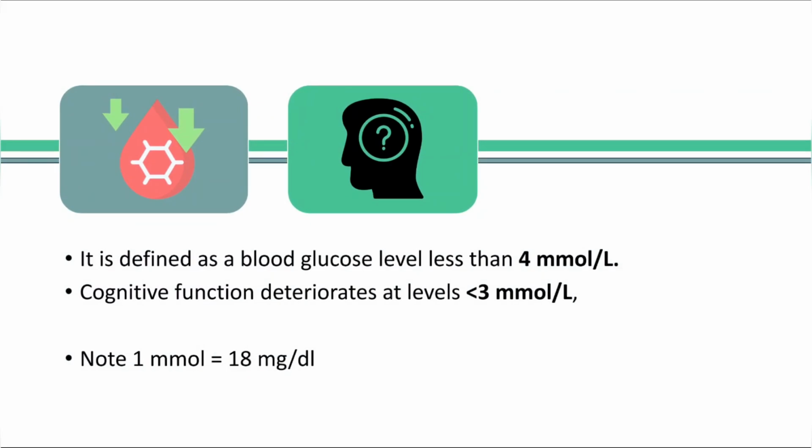It is defined as a blood glucose that's less than 4 millimole per liter. Cognitive functions deteriorate at levels less than 3 millimole per liter. So a glucose level less than 70 milligram per deciliter can be defined as hypoglycemia. Less than about 50 or 54, the patient will get disturbance in the conscious level.